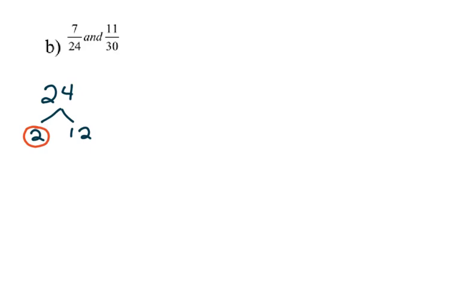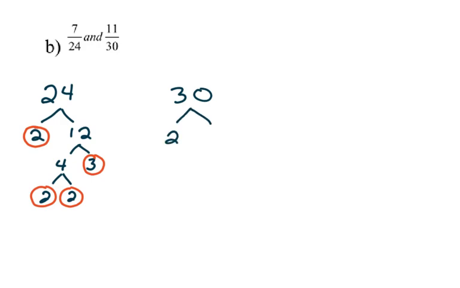2 is a prime, so I'm going to circle that. 12 can be broken down to 4 times 3. 3 is a prime factor, so I'll circle that. 4 can be broken down further to 2 and 2. Both of those are prime factors. Now I'll go through the same process for the 30. 30 is 2 times 15, with 2 being a prime. 15 is 3 times 5, with both 3 and 5 as primes.